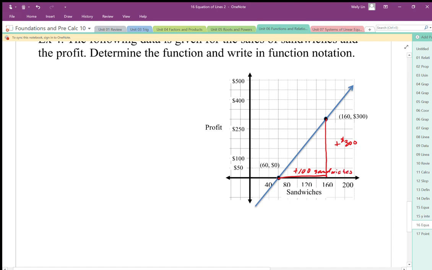Okay, so then I can calculate my slope. My slope is going to be dollars per sandwich. $300 over 100 sandwiches gives me $3 per sandwich. Okay, and I can write that as a unit rate. So $3 per sandwich.